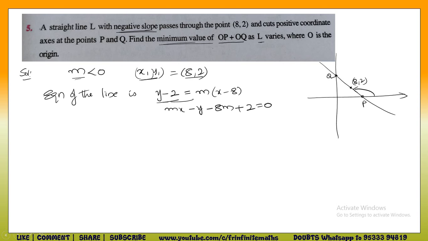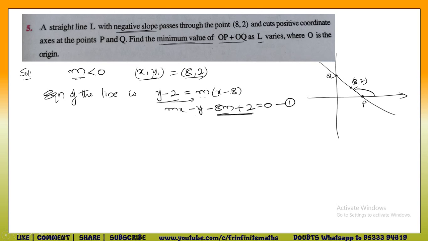So I have transposed this whole thing to the right hand side. So m into x is mx, m into minus 8 is minus 8m, this plus y becomes minus y, minus 2 becomes plus 2. So this is my line equation. What is my line equation? mx minus y minus 8m plus 2. So this is my constant term, and these are x and y terms.